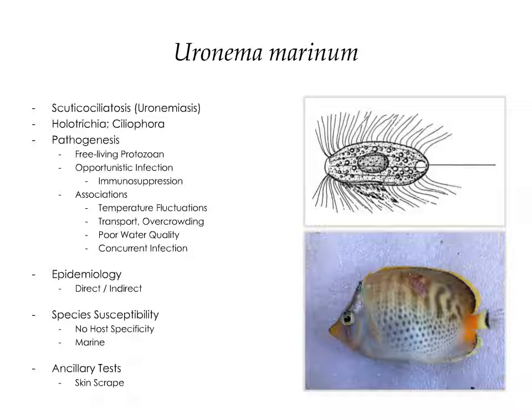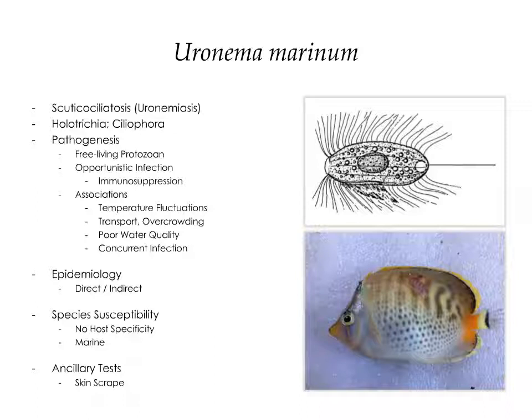Uronema marinum is one of the agents responsible for scuticulociliatosis, also known as uronemiasis. Uronema is another genus within Holotrichia of Ciliophora. This is a free-living protozoan. However, it can cause opportunistic infections during periods of immunosuppression.